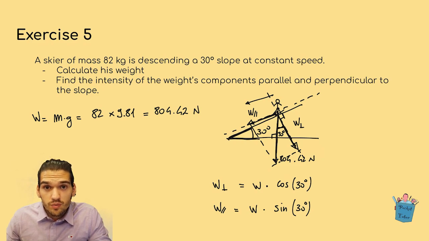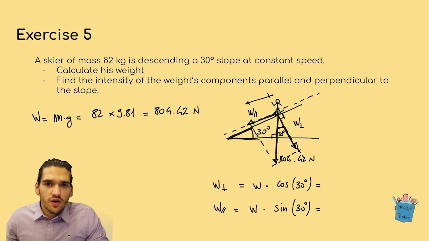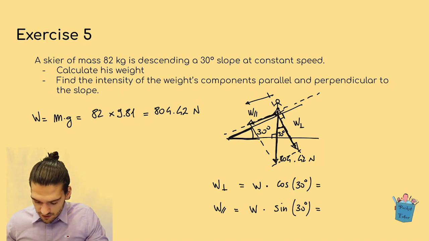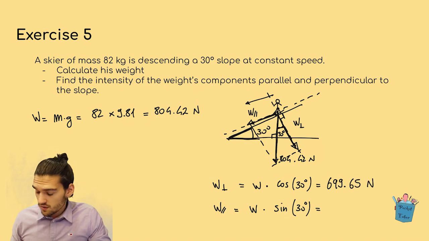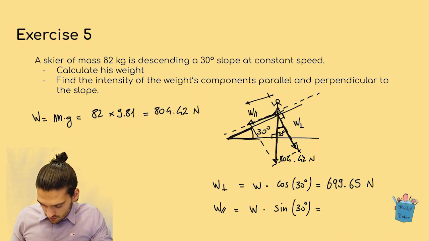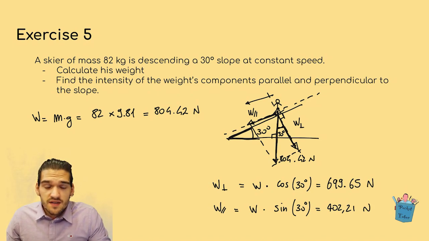Now, there is a way to prove that these two equations are valid, but it's too early to prove them now. We'll see them in future videos. You can compute these two equations also with your phone. It's not a big deal. You don't need expensive calculators to do so. And the two values are 696.65 newtons for the perpendicular component and 402.21 newtons for the parallel one. And these exercises are quite simple. You just have to apply the right equations, the ones that we have already seen.